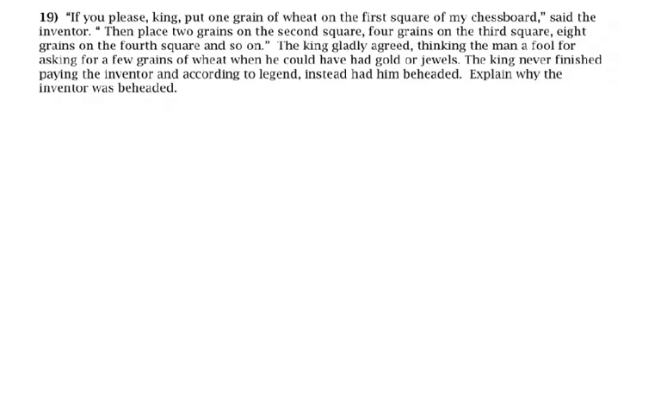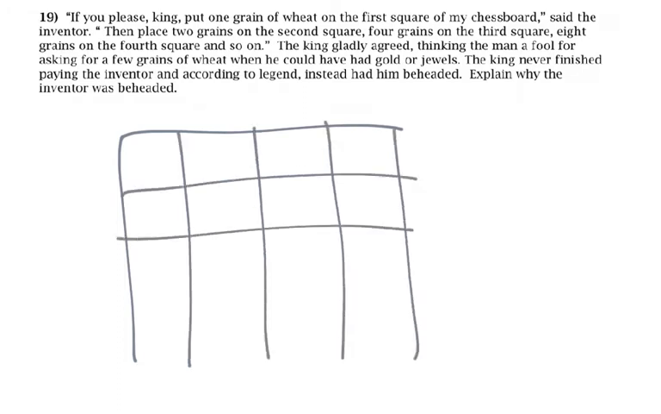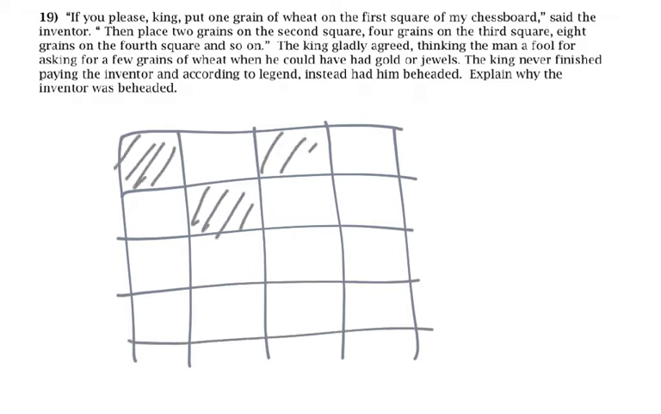Okay, we're going to look at a couple story problems. If you please, King, put 1 grain of wheat on the first square of my chessboard. So if you think about a chessboard, it's got squares, and they alternate, usually red and black. Well, I think that's usual.